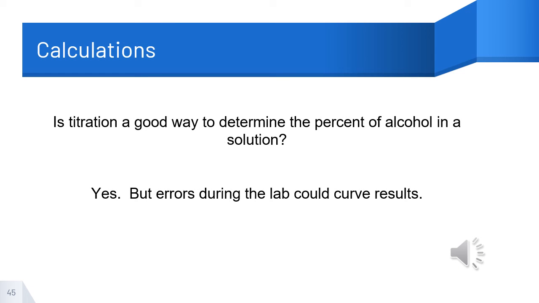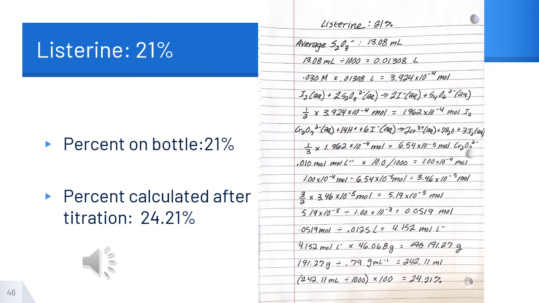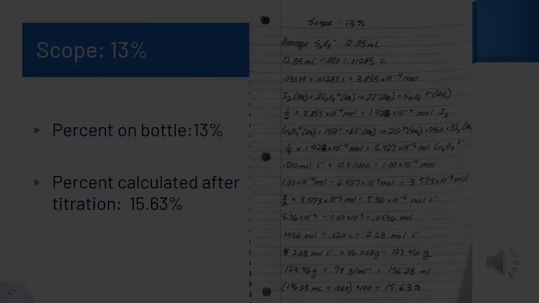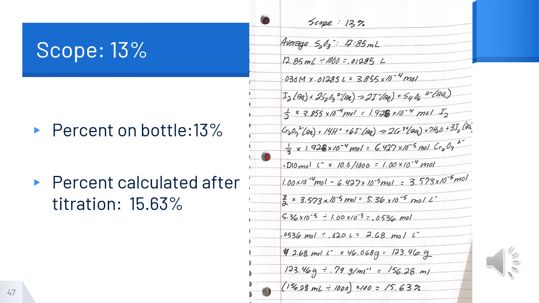So, is titration a good way to determine the percent of alcohol in a solution? Yes, but errors during the lab could skew the results. The label on the Listerine mouthwash said 21% alcohol. After doing calculations, the percent I calculated after titration was 24.21%. The percent of alcohol on the Scope label was 13%. After my calculations, I calculated that after the titration, the percent was 15.63%.